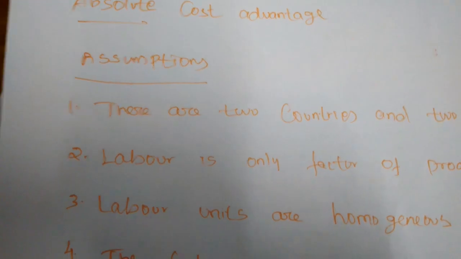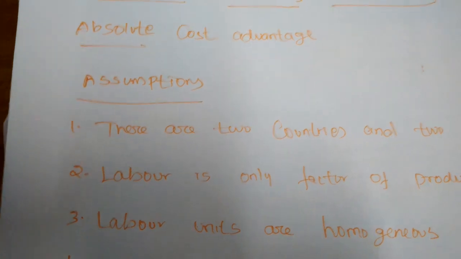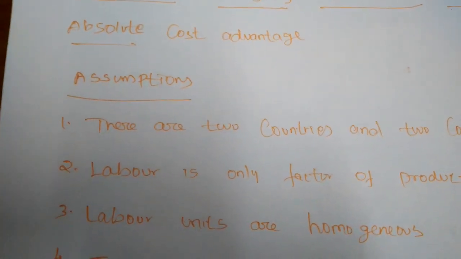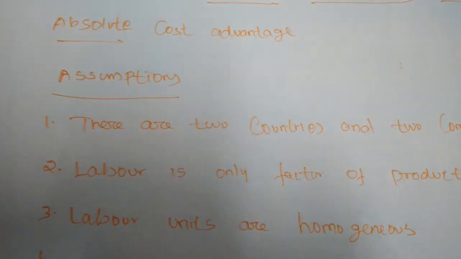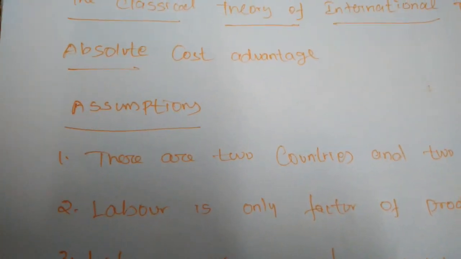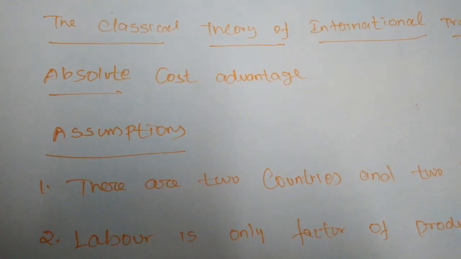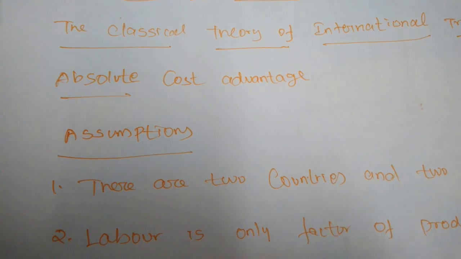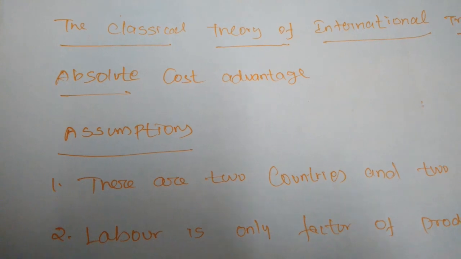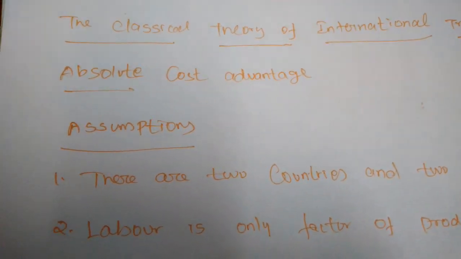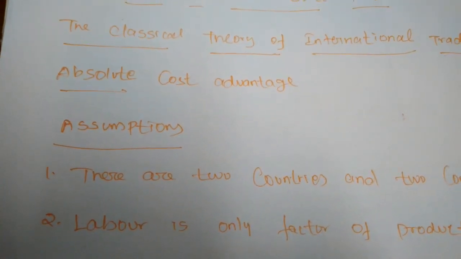So according to Adam Smith, the absolute cost advantage. Adam Smith argued that all nations can benefit when there is free trade and specialization in terms of their absolute cost advantage. If nations have free trade and specialize in terms of their absolute cost advantages, all nations can benefit.